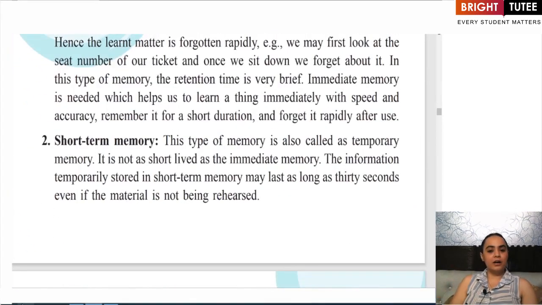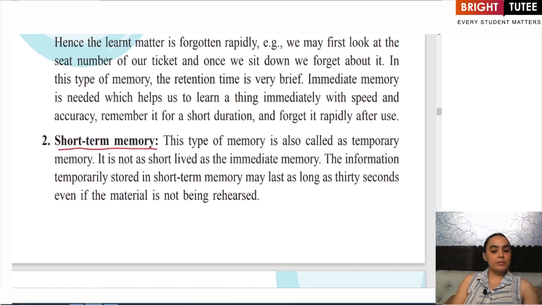Again, they have given the example of a ticket number. You went for a movie, on entering the hall, you know that the person who checks your ticket is going to ask you what is your seat number. So you look at your ticket, you tell him that my seat number is, let's say, H12. The moment you sit on your seat, you're going to just forget about it because it is of no relevance to you later on. You are not going to do anything by remembering the seat number in the long run. So this is what immediate memory is all about.